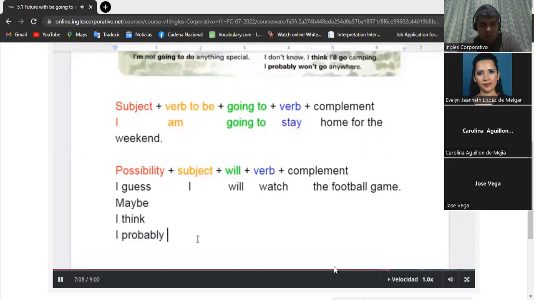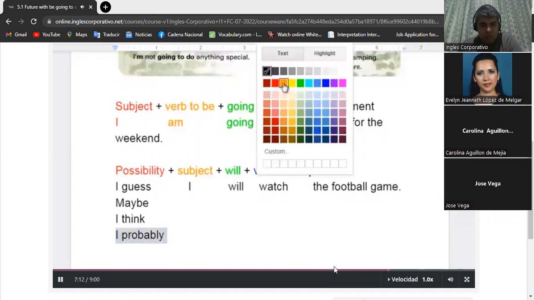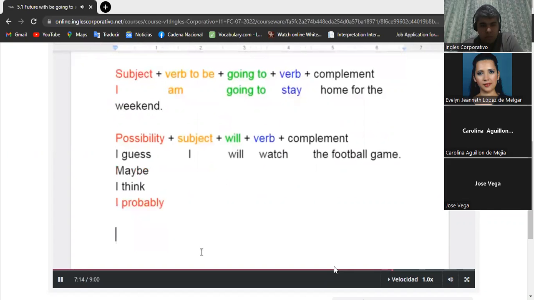Now, with this last one here, I would like for you to pay attention to that one. This is not going to follow the subject, okay? It will just continue to follow. I probably will watch the football game. But for the rest, you will need that subject there in the middle, okay?